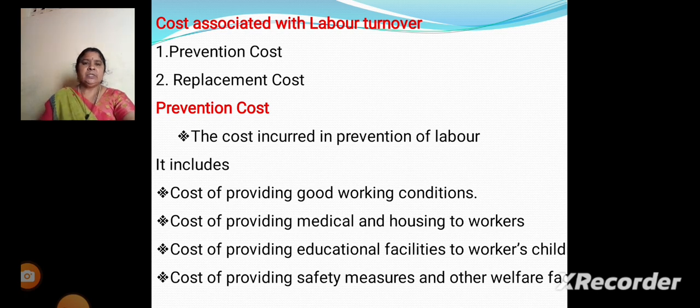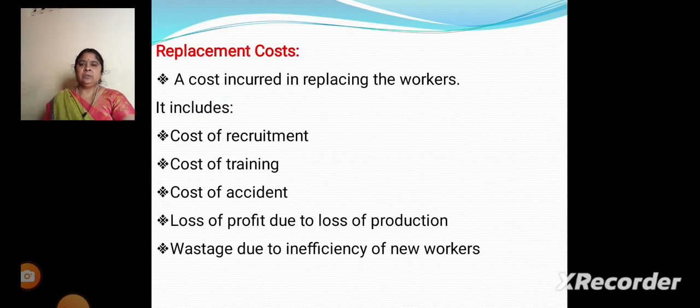Next one is replacement cost. A cost incurred in replacing the workers is known as replacement cost. It includes cost of recruitment, cost of training, cost of accident, loss of profit due to loss of production, wastage due to inefficiency of new workers.